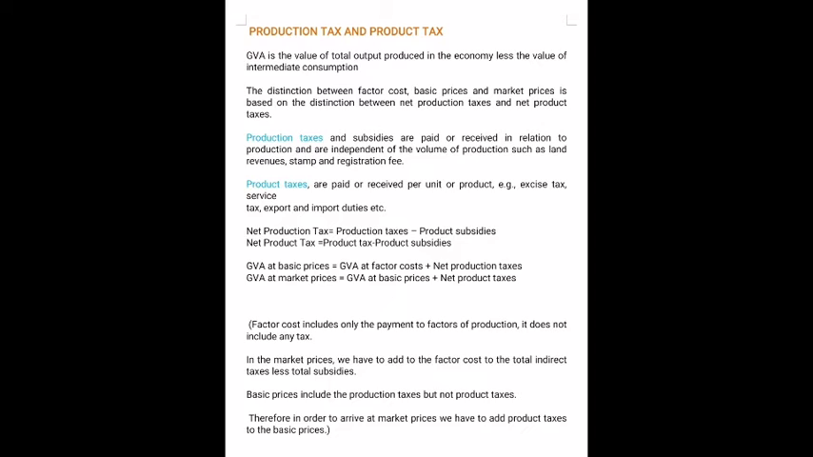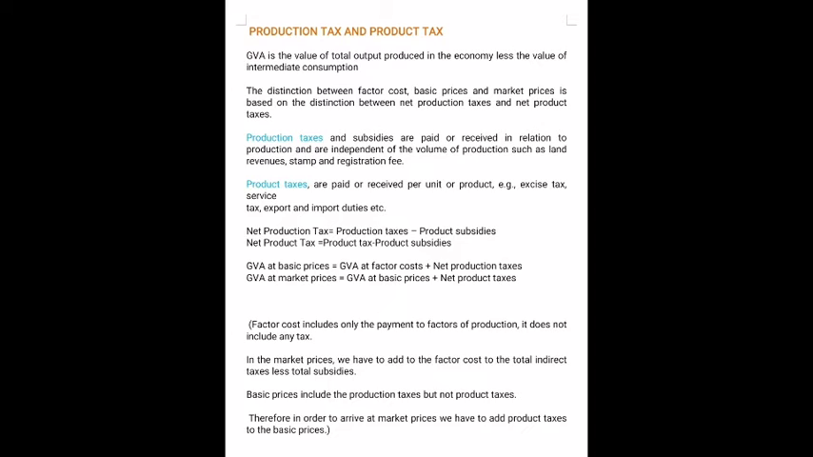You will get net production tax equal to production taxes minus production subsidies, whereas net product tax is the difference between product tax and product subsidies. Just check, children: the net production tax is the difference between production taxes and production subsidies, and the net product tax is the difference between product tax and product subsidies.